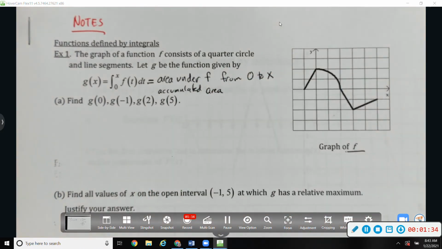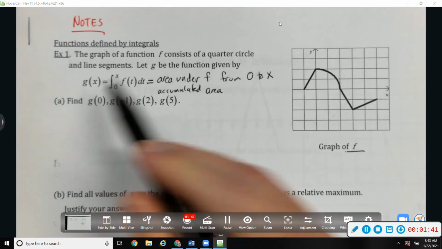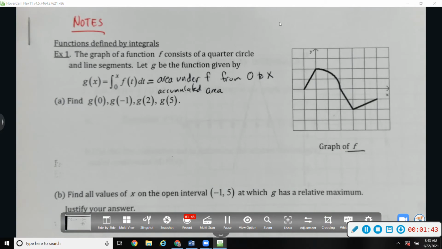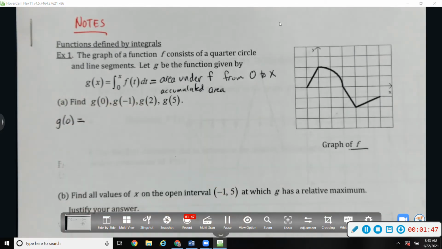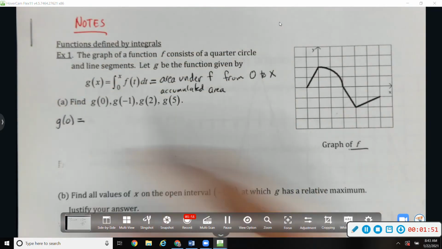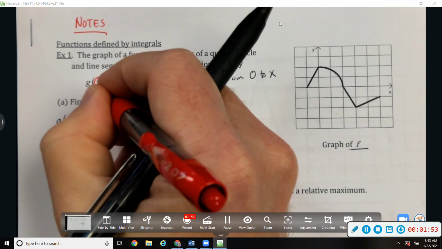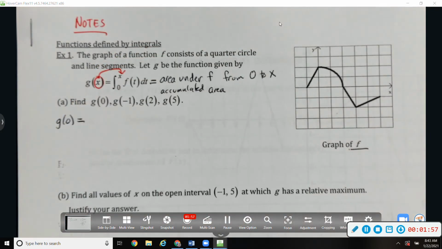Yesterday we had accumulated rate equals total change. That's kind of the same thing here. We're going to accumulate the area, and that'll be our answer to g of x. So initially we can just plug them in and see what happens. So g of 0, whatever's in parentheses next to g goes in for x on the other side. We're not used to having to plug in x as a limit, but that's what we do here.